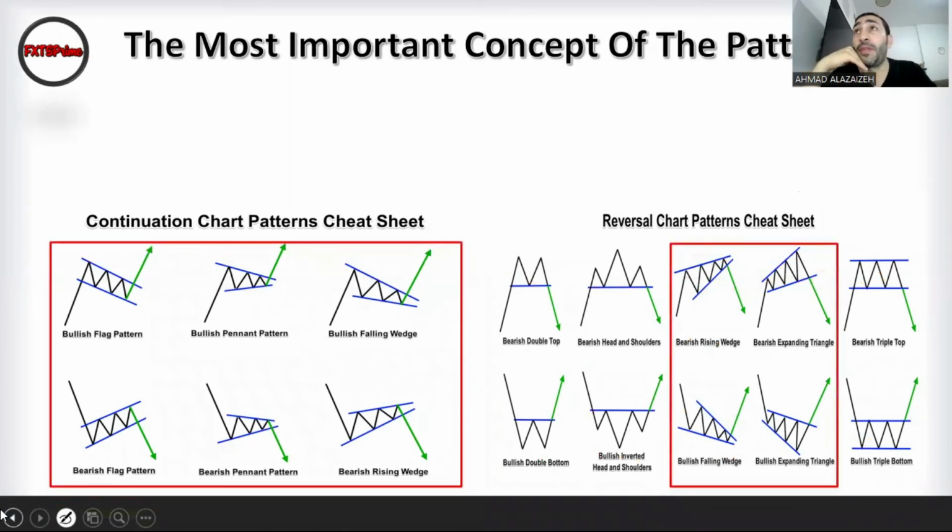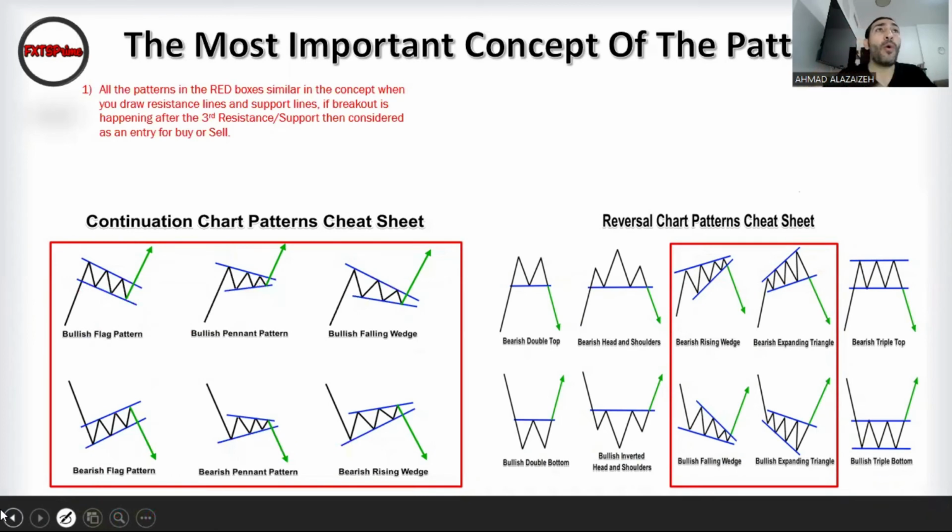So first, if you look into the continuation patterns and the reversal patterns in the red boxes, you will see that all the patterns in the red boxes are similar in concept. This is very nice. You have 10 patterns. You don't need to think about them. They are all the same in concept. They are all triangulars. So look at them, guys. They are all triangulars. How can I know whether it's reversal or continuation?